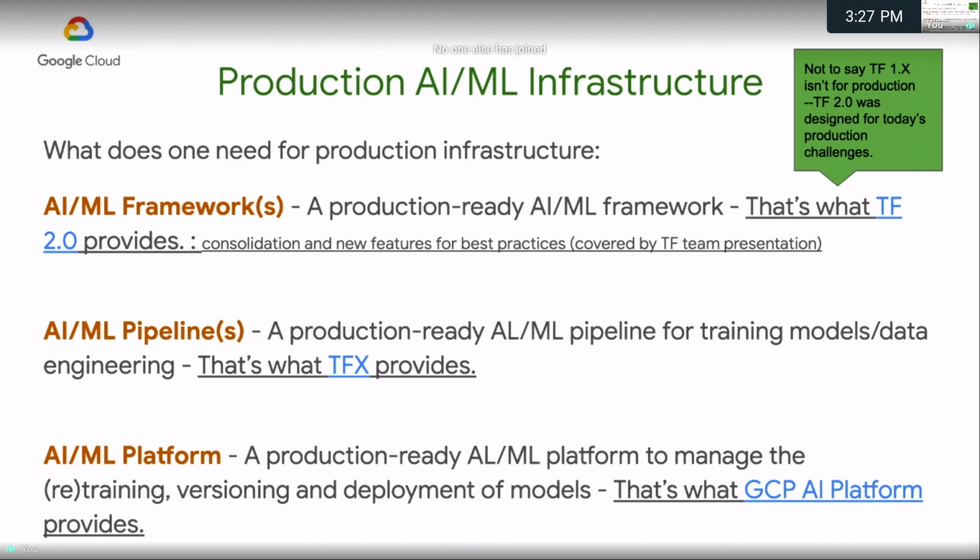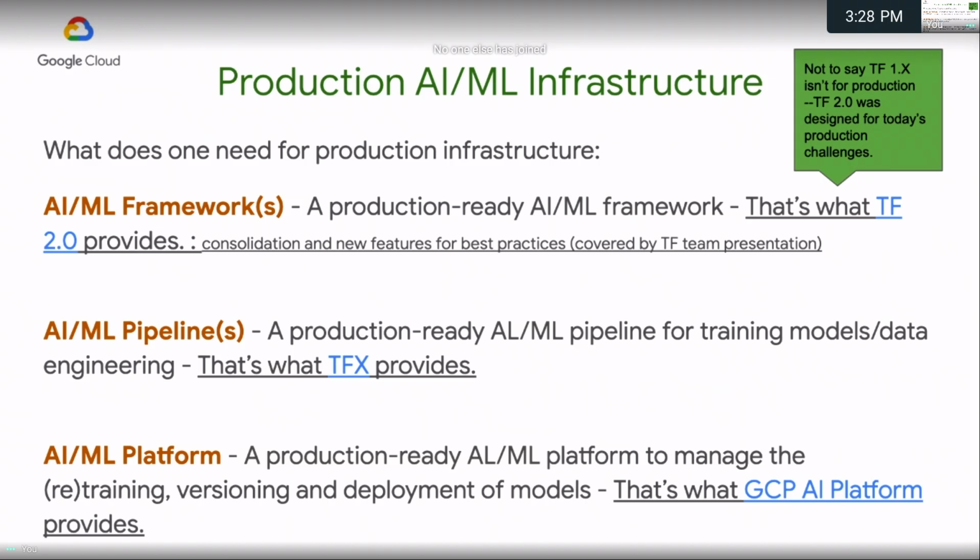Part of being in production is having the right things. One of them is the right framework, a production-ready AI/ML framework, and that's what TF 2.0 provides. I always want to make this note: it's not to say TF 1.x didn't do production, it's that TF 2.0 was designed for production. The earlier versions of TF, in 2016 and 2017, were used when people were doing planning, so it was meeting those people's needs.